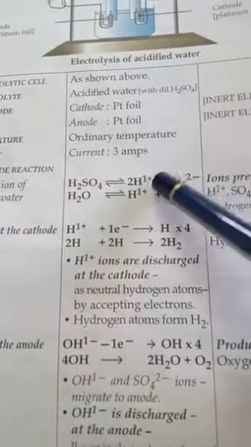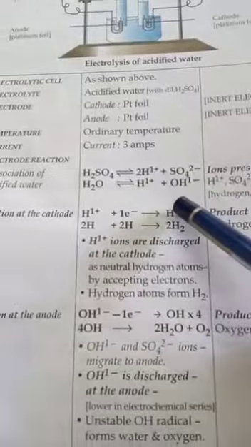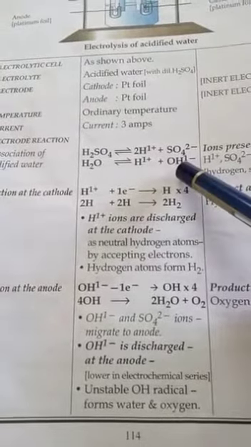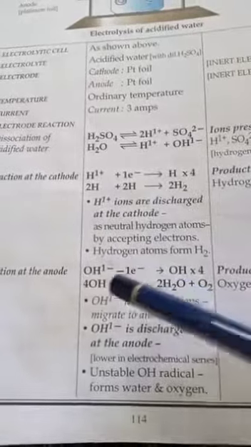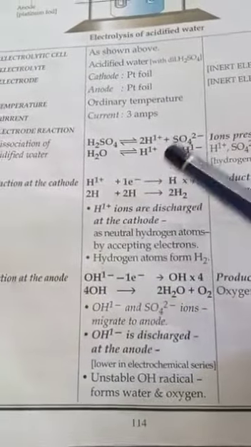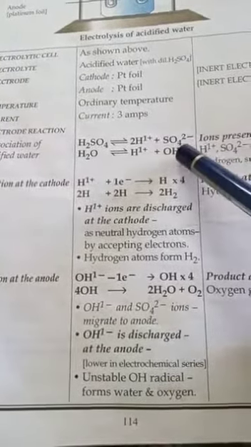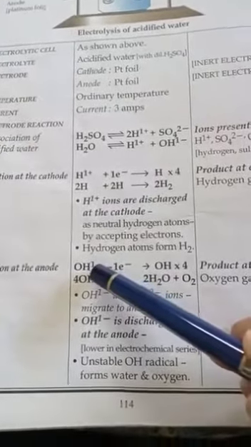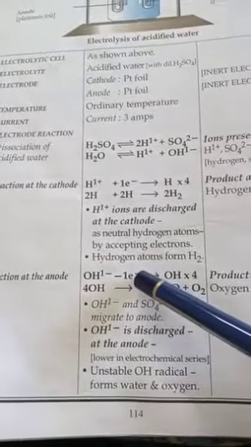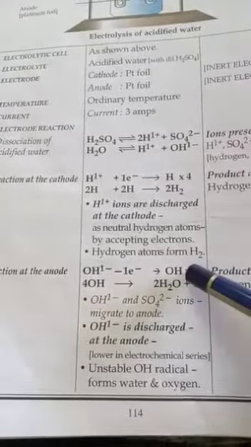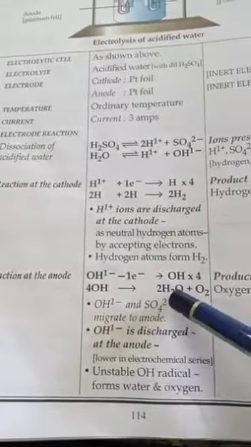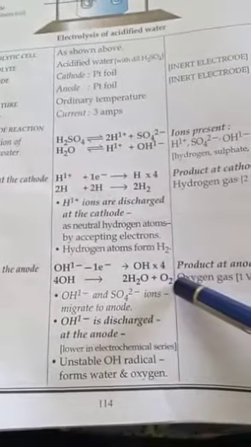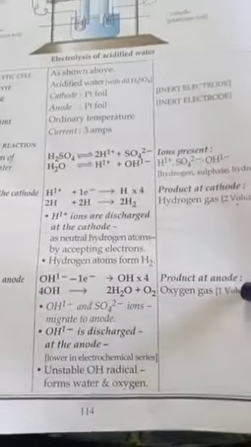At the anode, these two ions will move, sulfate ion and hydroxide ion, because both are negatively charged. Now these two ions will move towards the anode, but only the hydroxide ion will discharge because it has a lower position in the reactivity series in comparison to the sulfate ion. It will lose one electron to form OH, and 4 OH will combine to form 2 molecules of water and 1 molecule of oxygen gas. It means oxygen gas will be released here.